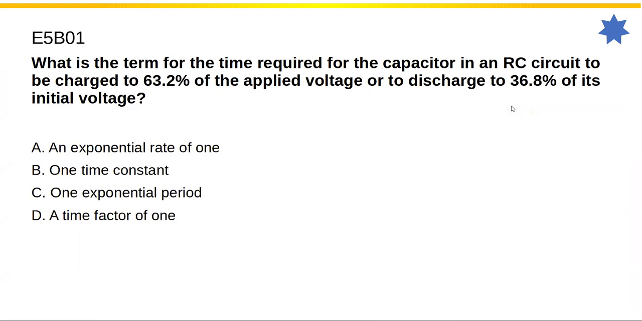What's the term for the time required for the capacitor in an RC circuit to be charged to 63.2% of the applied voltage or discharged to 36.8% of the initial voltage? 1 time constant.